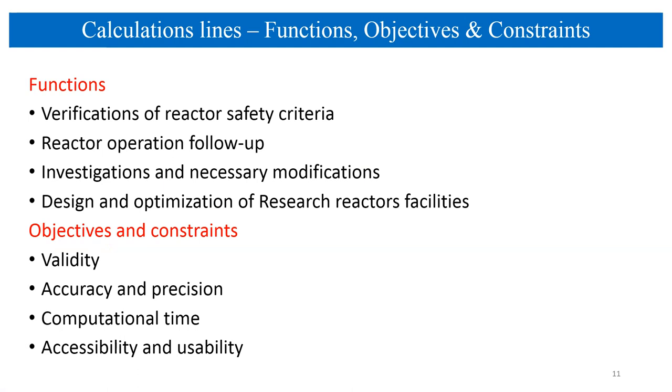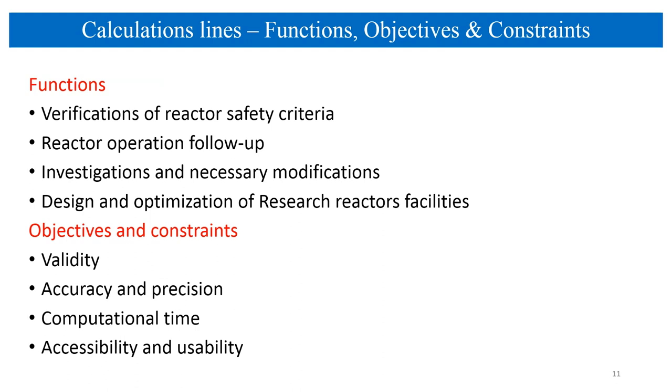First, if we want to talk about the neutronic calculation lines, what is their function, and what are my model objectives and constraints? Mainly, we can't perform or verify all the safety criteria of the reactor experimentally, and sometimes we need to design the reactor core. So we have different functions for using neutronic calculation lines. These are some of the functions; you can list more than these four.